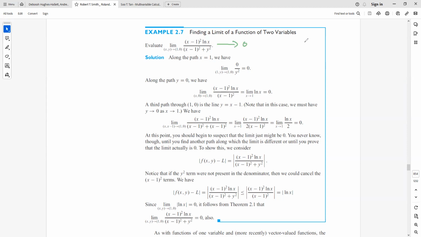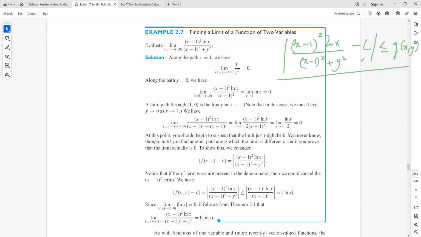So we can just start with the idea that let's say this function is converging to 0, that is, its limit is 0. So we should get some other function which satisfies this equation. If the limit for this function is 0, let's say we start and say that this is 0, then we only get this function (x minus 1) squared ln x over (x minus 1) squared plus y squared.